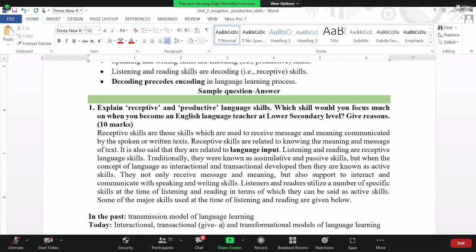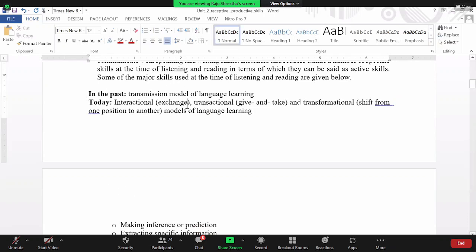Give and take. अहिले चाहिँ हाम्रो यो खोज्यो. In the past it was not. Interaction also, this is exchange, exchange नै हो. Transaction also give and take नै हुन्छ. Transformation means shift from one position to another position, one state to another state. This kind of expectation, this kind of objectives we have today in the teaching and learning process.